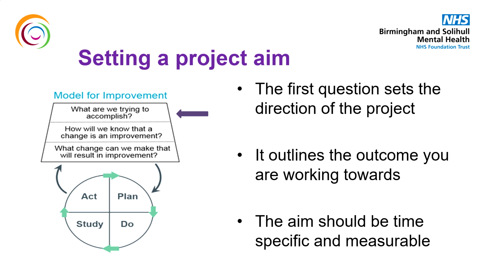A QI project doesn't continue for an indefinite amount of time. So at this point, you're setting targets in terms of what you're going to achieve and by when. For the waiting time example, the project team will set an aim to reduce the waiting time from receiving a referral to the first appointment from an average of 18 weeks to 14 weeks by June 2021, for example.